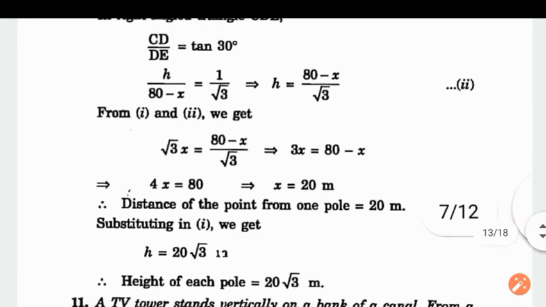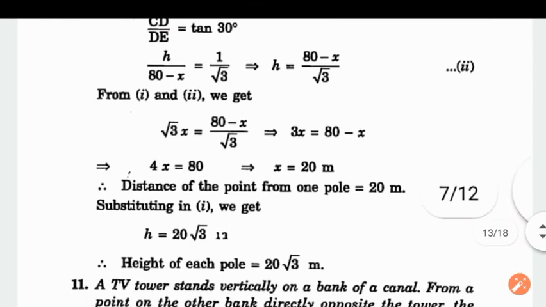So right now I have solved till question number 10. Your task is to do all the questions till question number 10. In the next video, we are going to finish this exercise. We are left with 6 more questions, and in the next video I am going to finish this exercise, heights and distances.